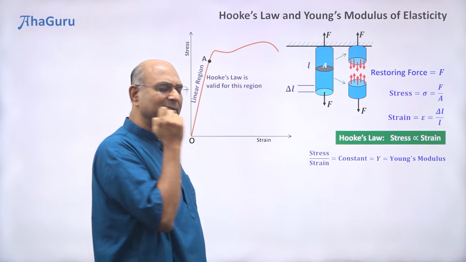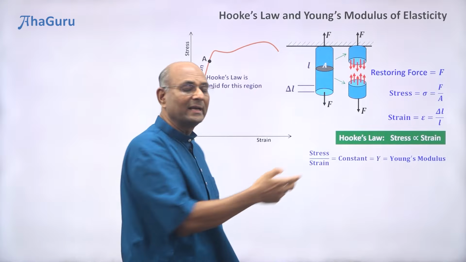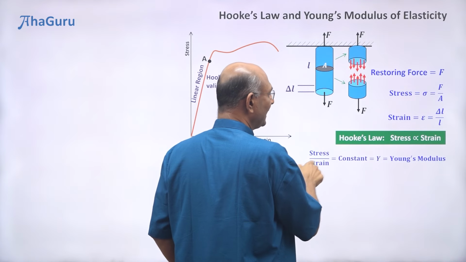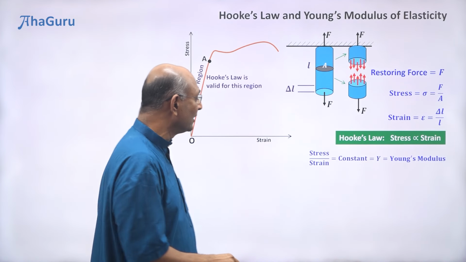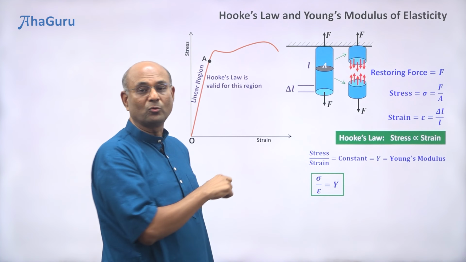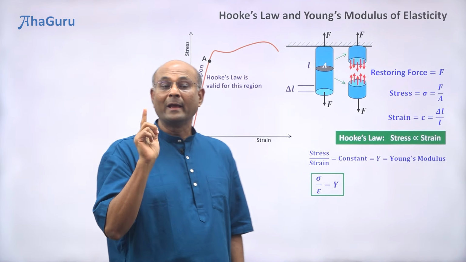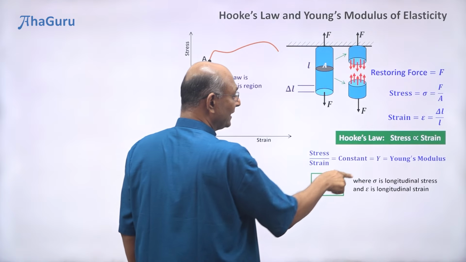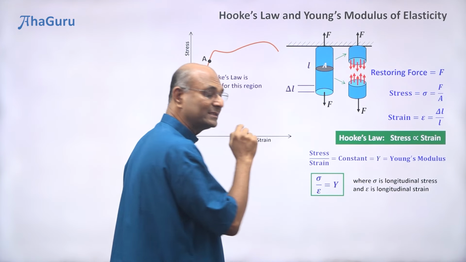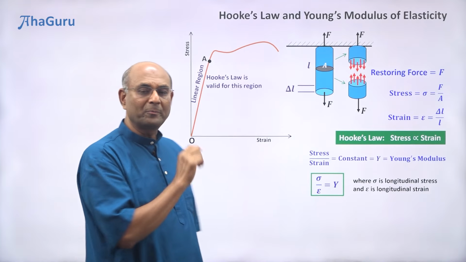Now let us think about it and rewrite this in the form of symbols. So for stress we use the symbol sigma and for strain we use the symbol epsilon. So sigma by epsilon, stress by strain, is equal to Y, which is Young's modulus. And just remember that sigma is the longitudinal stress and epsilon is the longitudinal strain. Okay, so I hope you have understood this.